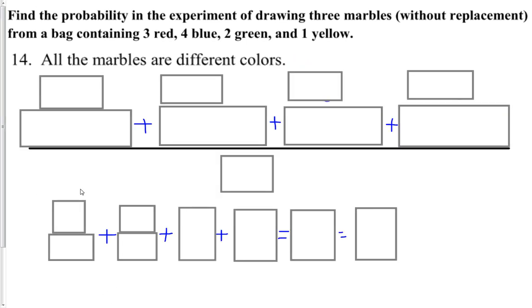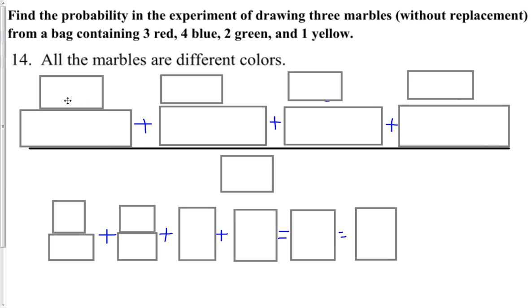Next up, find the probability in the experiment of drawing 3 marbles. Same idea, but now we're doing the probability that all marbles are different colors. Well, what are the options for different colors, right? We could do red, blue, green; red, blue, yellow; red, green, yellow; blue, green, yellow, right? Those are the combinations. I think I counted 4.